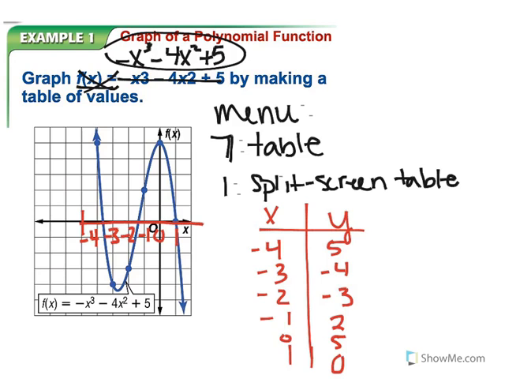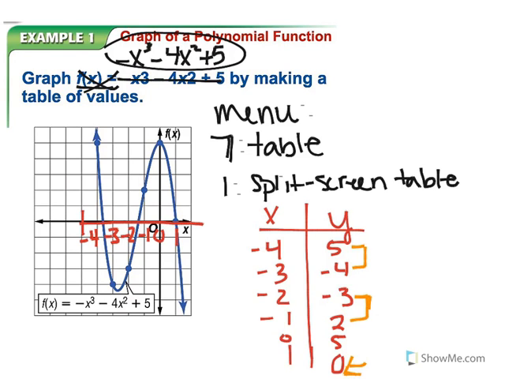Now, to bring it back to the location principle, had you been given a table of values and you needed to find where it crossed the x-axis, you would look at your y values and you would look for a sign change. So I have a sign change between 5 and -4. I have another sign change between -3 and 2. And anytime I have a y value of 0, that means it crossed the x-axis.